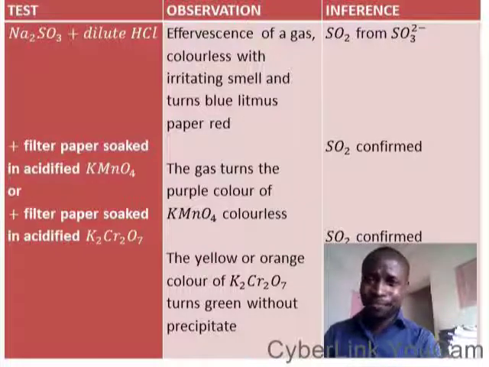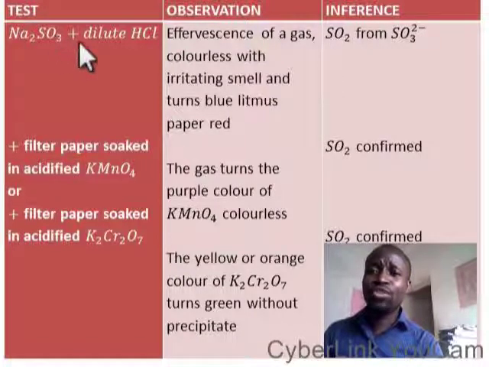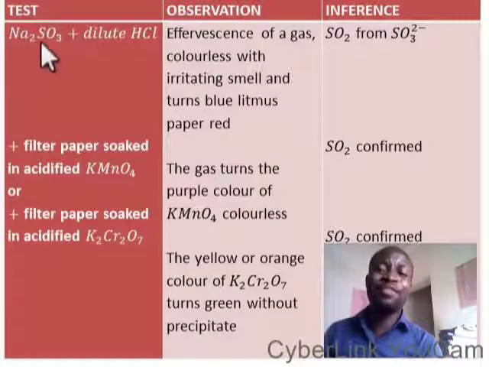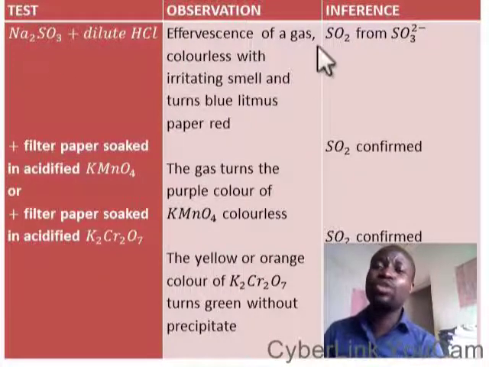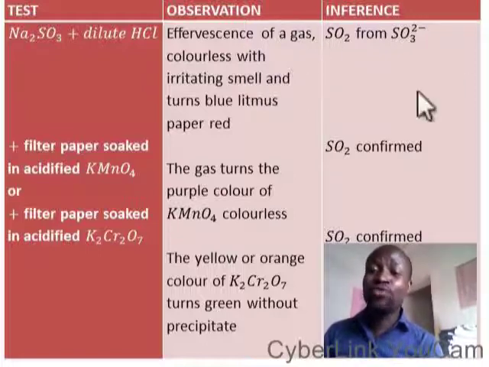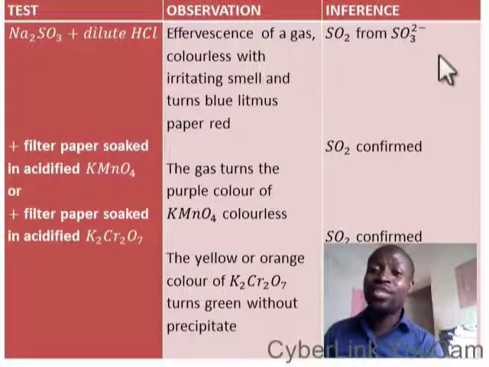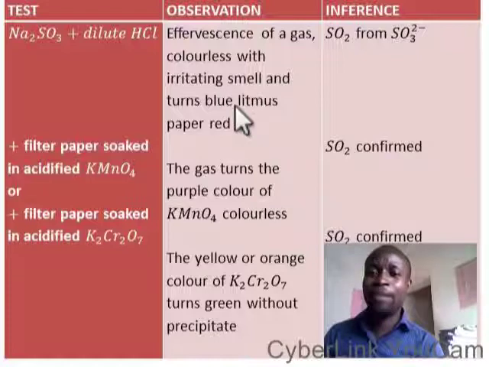Now look at it. When you have another test, observation and inference, when you have Na2SO3 plus dilute HCl, you have an effervescence of the gas. But look at the compound that is given to you, Na2SO3. From this compound, you should start thinking that the gas that will come out will be SO2, and that SO2 is from a radical which is SO3 2 minus. So there will be an effervescence of a gas. The gas has an irritating smell. The gas turns blue litmus paper red.